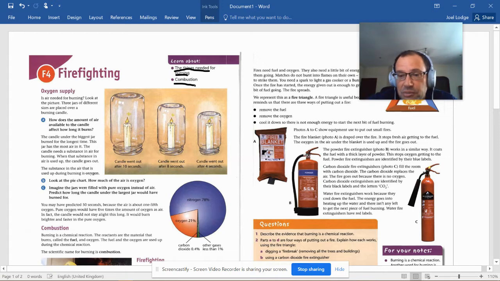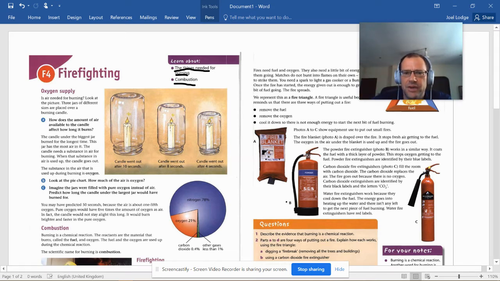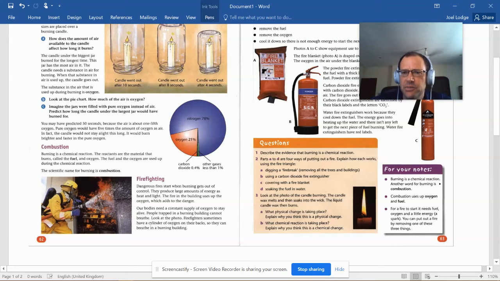or another word for burning is combustion. That's the chemical reaction we're looking at. So what is it? What is burning? What is combustion? Well, burning is a chemical reaction. Another word for burning is combustion. So we're talking about the same thing if we're saying burning and combustion. Combustion uses up oxygen and fuel.